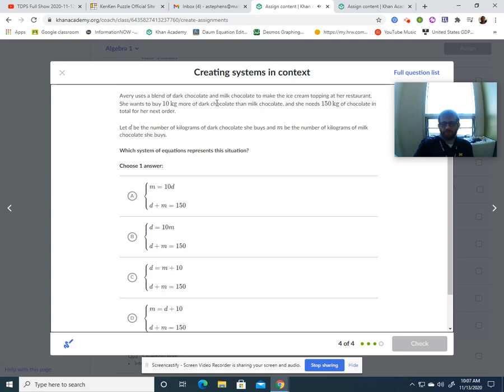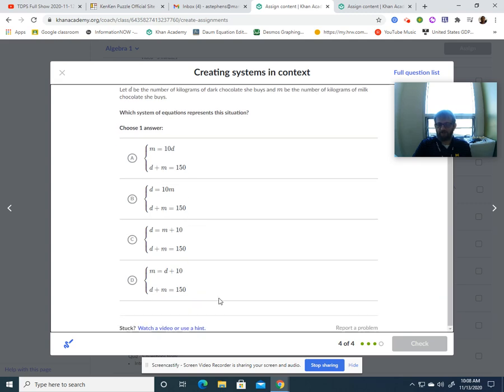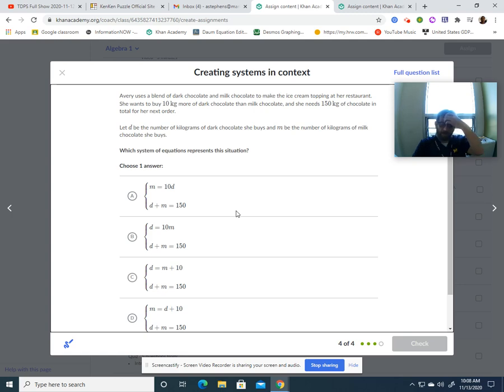Ava uses a blend of dark chocolate and milk chocolate to make the ice cream topping at her restaurant. She wants to buy 10 kilograms more of dark chocolate than milk chocolate, and she needs 150 kilograms of chocolate in her next order. So we're going to have about how much she's going to buy, and she uses a blend, okay? So she needs 10 kilograms more, and she needs a total of 150 kilograms. So she's going to take dark plus milk has to add up to 150. You'll notice that's in all 4 equations. The question is, what's the other equation going to be?